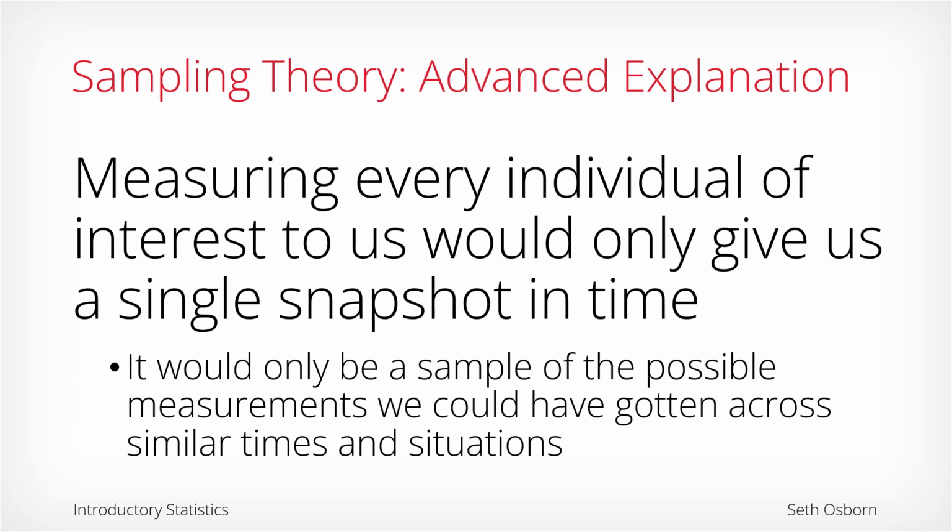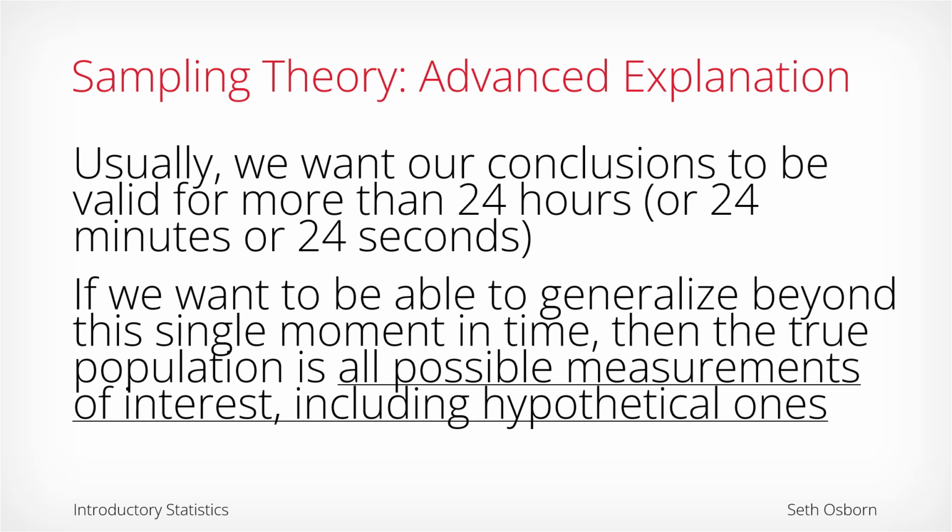Measuring every single individual would only give us a single snapshot in time. It would only be a sample of the possible measurements we could have collected from them across similar times and situations. But usually we want our conclusions to last more than 24 hours or 24 seconds. And if we want to be able to generalize beyond this single moment in time, that means our population must be all possible measurements that we could have gathered, including hypothetical ones.